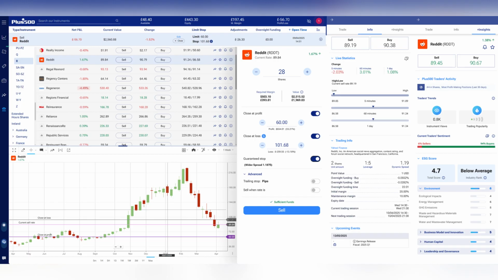That's it! By using your Plus500 referral link, you can help your friends get started with trading while earning rewards for yourself.